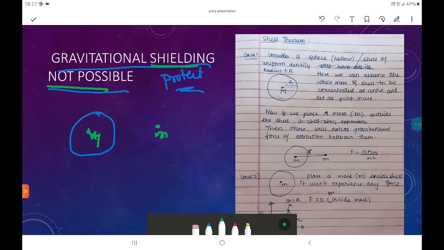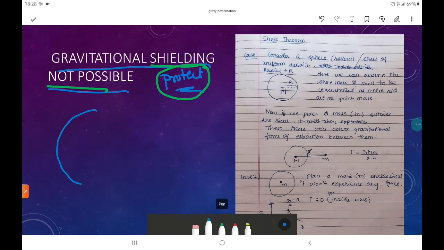Okay, what does shielding mean? It means to protect something, right? So if you consider this is your shell, which means inside it is hollow, the whole mass of the shell is capital M.